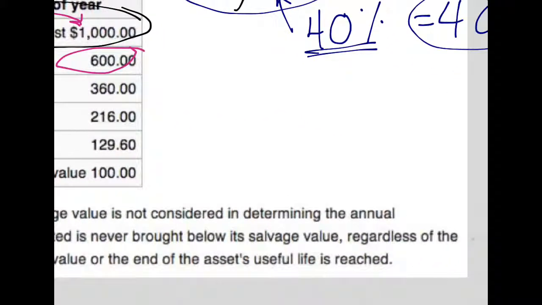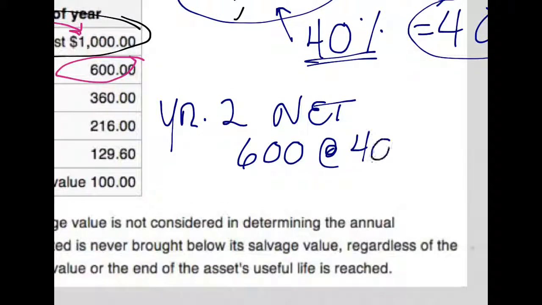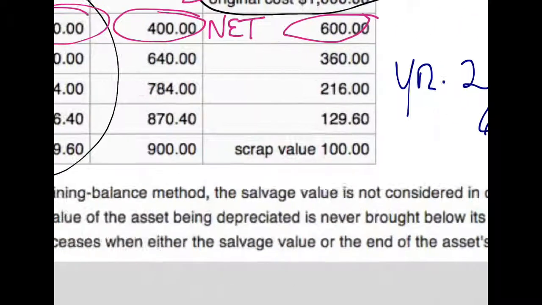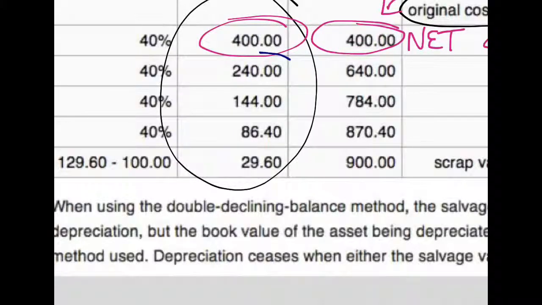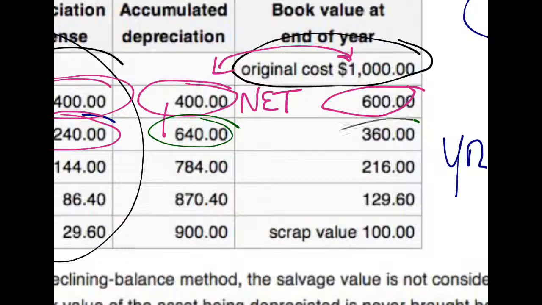So in year two, what we do is we take the net ended at year one, which is 600, and we multiply that at the same declining balance percentage, 40%, and here we'll get 240 if you do the math. So 240 will be the depreciation for year two, and that's where this number comes from, depreciation expense year two. Then we're going to add this 240 to the accumulated depreciation here, come up with a new accumulated depreciation and a new net amount here.